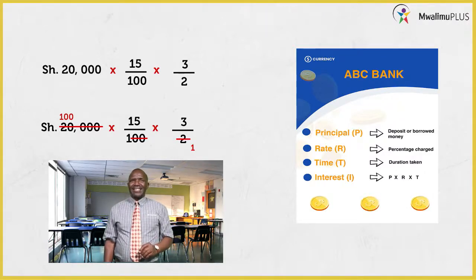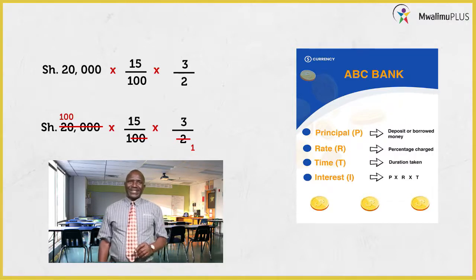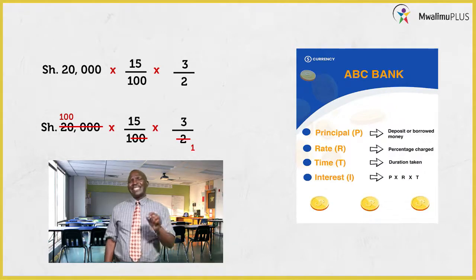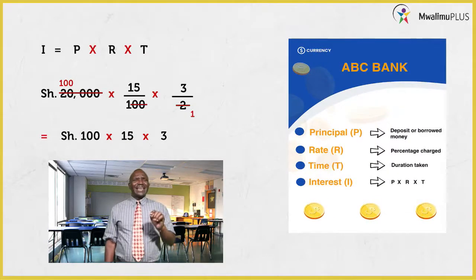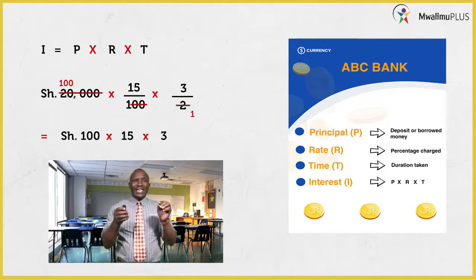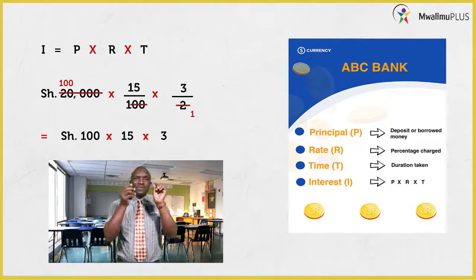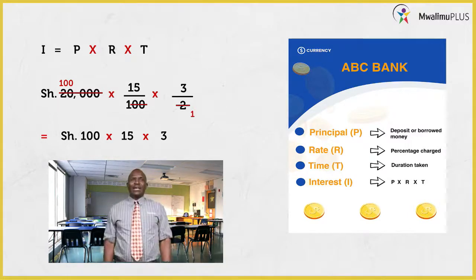Have you done it? Are you done with multiplying? Very good. Here we are. I have not yet revealed the answer. I'm just asking you, how much do you get when you multiply 100 shillings times 15 times 3? We have 100 shillings times 15 times 3. How much do you get?